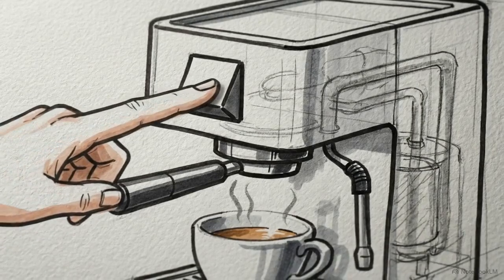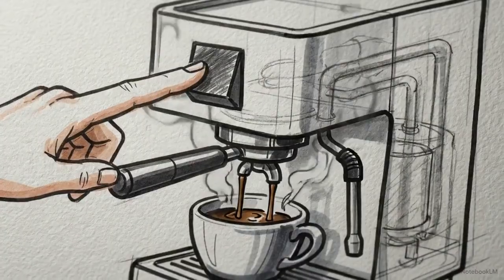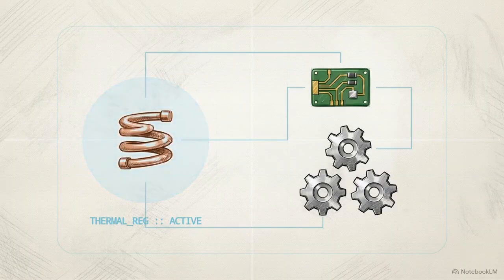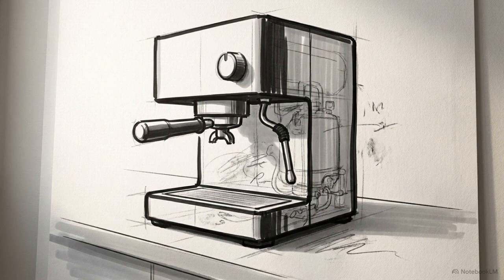When you wake up and want a coffee, you don't think about thermodynamics. You just press a button and the machine does the rest. You don't have to calculate the exact water temperature, measure the electrical voltage, or calibrate the grinder gears. All of that messy, mechanical reality is happening inside the machine, completely hidden from your view.